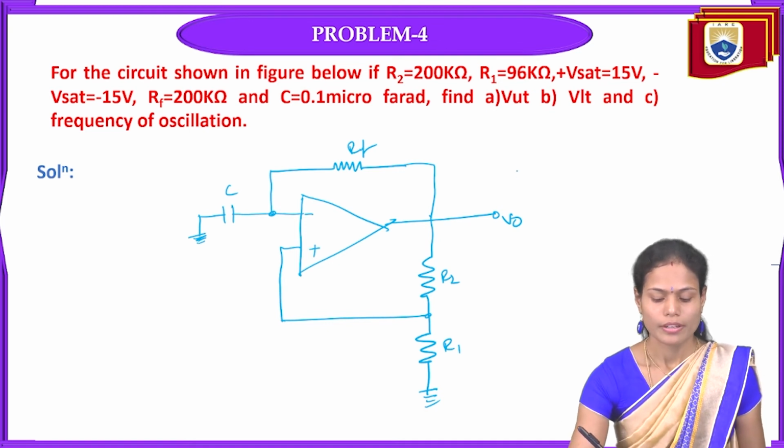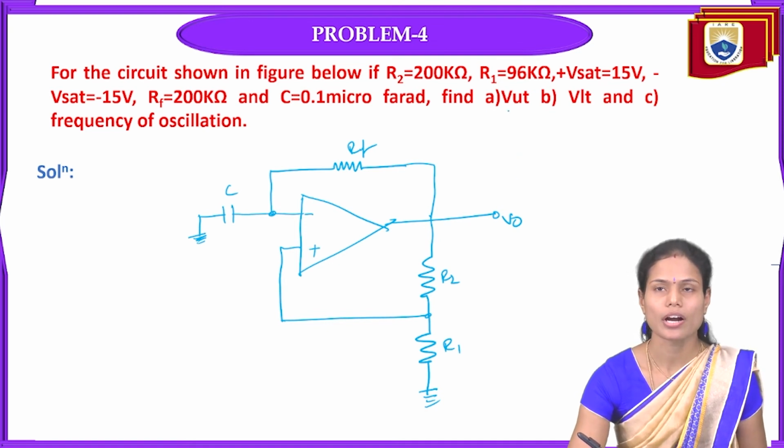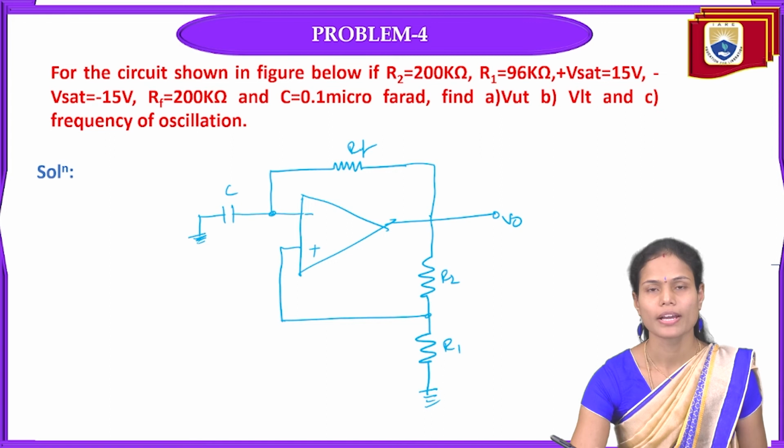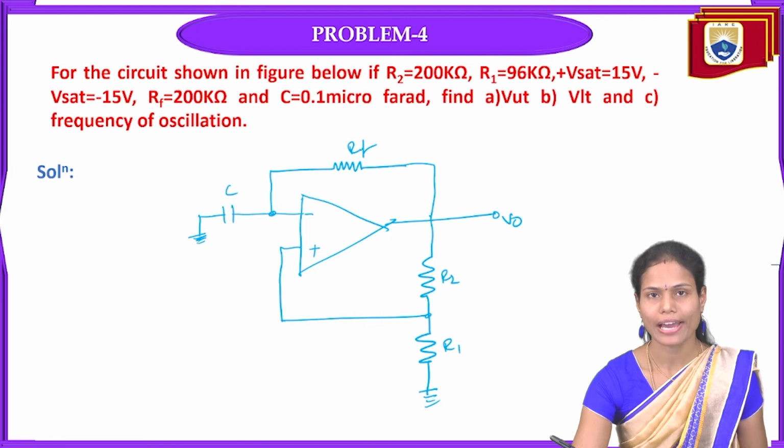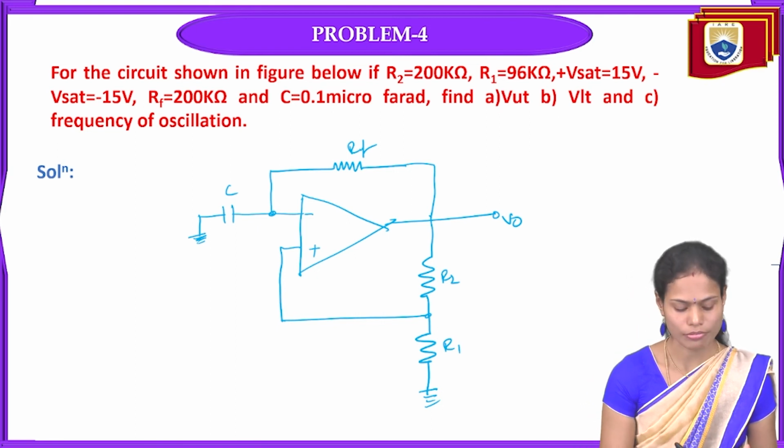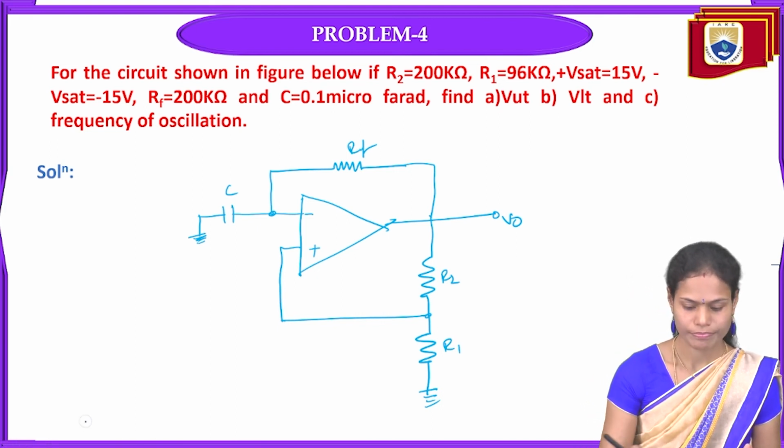Below, resistance R2 is 200 kilo ohms, R1 is 96 kilo ohms, the positive saturation level is 15 volts and the negative saturation level is minus 15 volts, the feedback resistance is 200 kilo ohms, and the capacitance value is 0.1 microfarad. In this case also, we need to find the upper and lower threshold values as well as the frequency of oscillations.